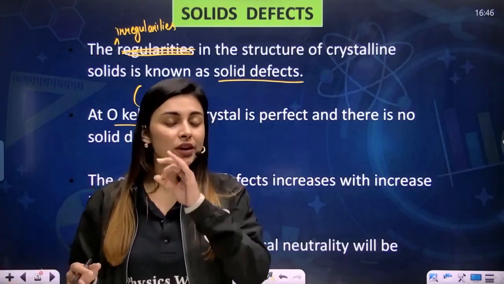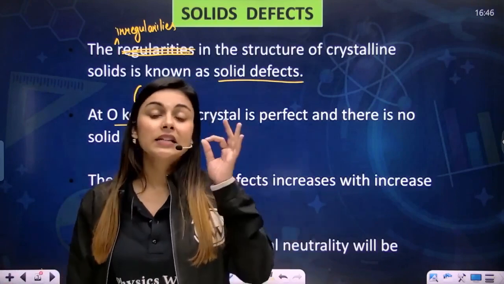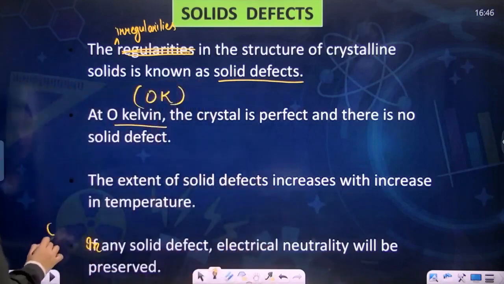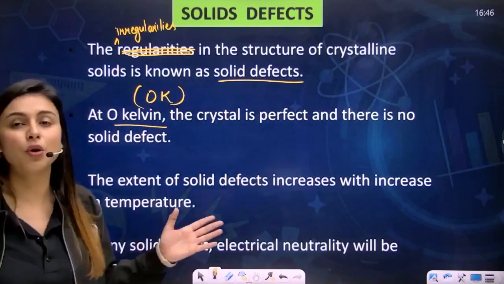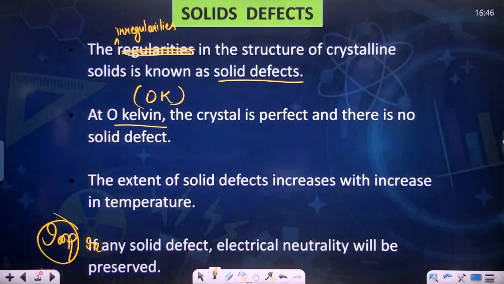We will always keep in mind that if we are talking about a solid, its electrical neutrality should be maintained. So this is a very, very important case for us to understand. In fact, all the points are very important, so please note them down. You will be using all these points in the defects, and then we'll move forward.